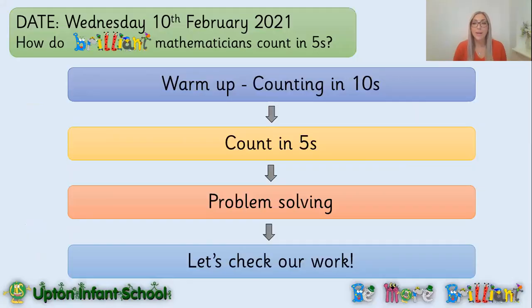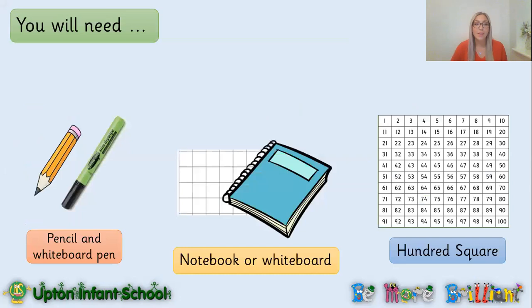Okay, so today is Wednesday the 10th of February 2021 and our learning objective today is how do brilliant mathematicians count in fives? So our warm-up today is counting in tens, then we're going to have a go at counting in fives, then we're going to do some problem solving, and then right at the end we are going to check our work. So for this lesson, you will need a pencil and whiteboard pen. You will need your notebook or whiteboard, and you will need your 100 square. So go and get those things now, and then I will see you again in a second.